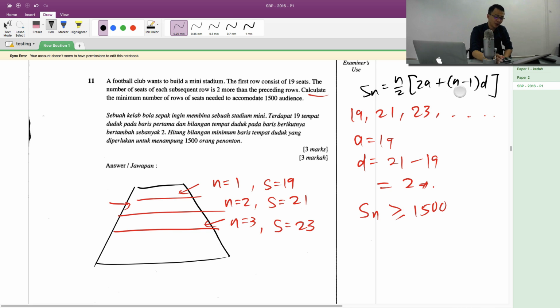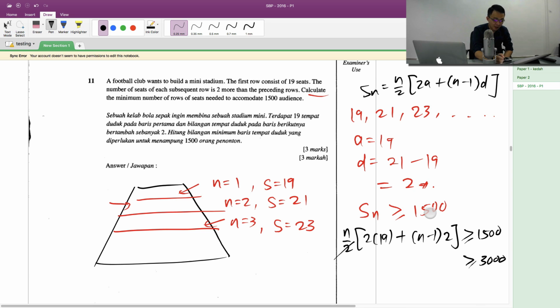Alright, so what I will do is, I do not know which row, so I write n over 2. 2a means 2 multiply 19 plus n minus 1d is 2. And then bigger or equals to 1500. Then definitely I will solve this one. I will move the 2 to the other side, it becomes 3000. Okay, the 2 is gone.